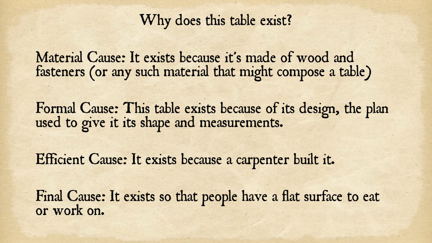The formal sense, the formal cause of the table is its design, the plan that was used to give it its shape and measurements. The formal cause exists in an abstract sense. In other words, there's an idea of this table being what it was before the table itself existed. And the craftsman made the table in accordance with that form, with that plan. That's the formal cause. And the efficient cause is the craftsman that made it. The table exists because a carpenter built it. The final cause is, what is it for? The table exists so that people have a flat surface to eat or work on.